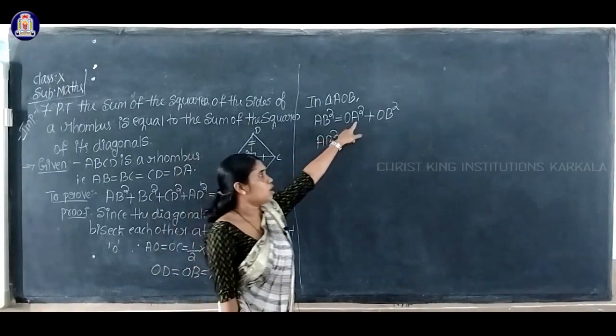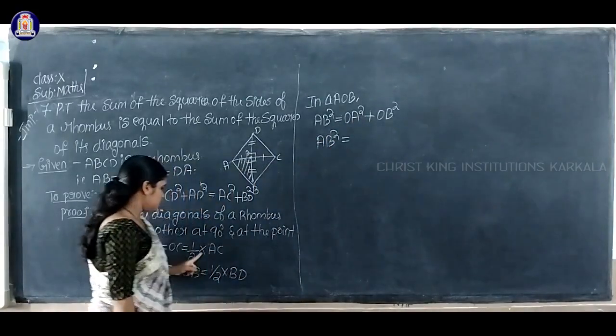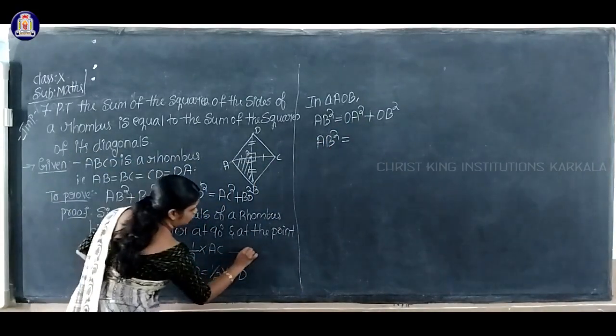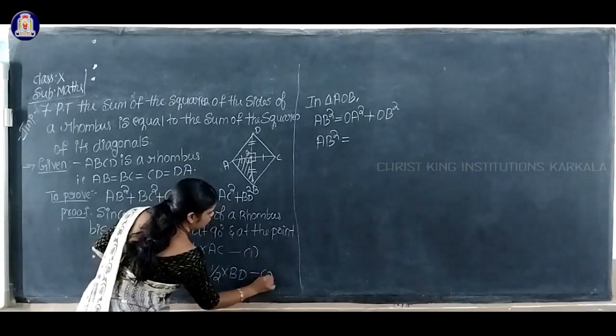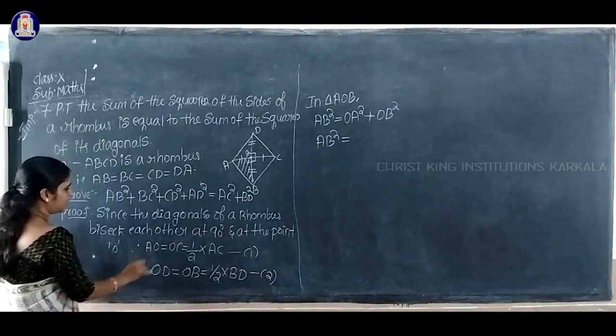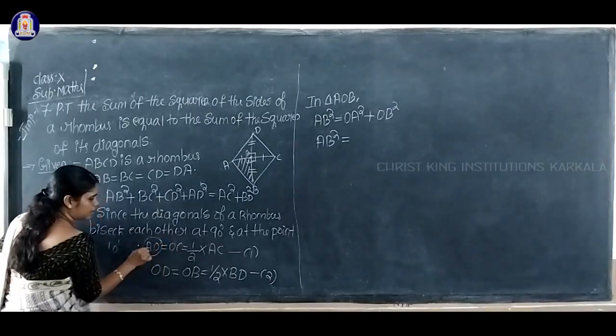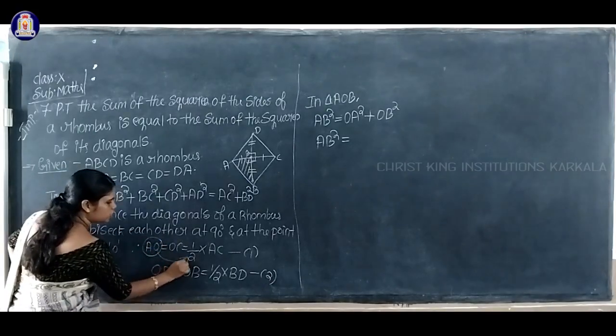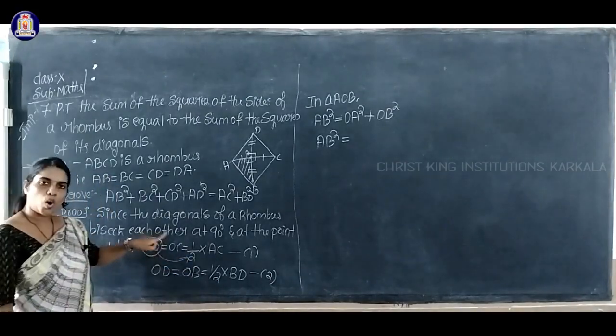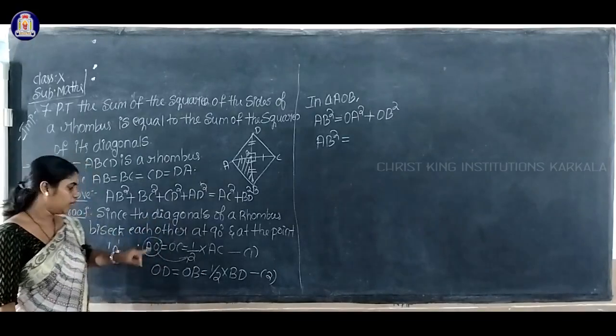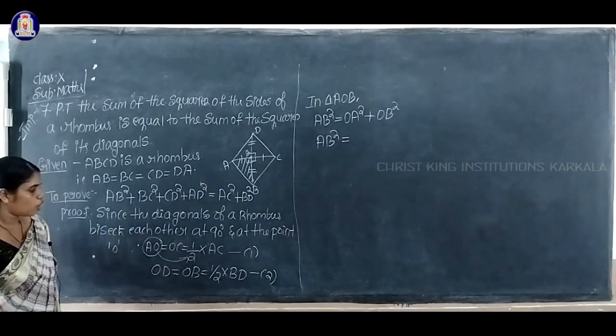But in place of OA square, I'll consider this as equation number 1 and this as equation number 2. OA or AO, both are the same. AO equals how much, given here? The length of AO equals how much here?